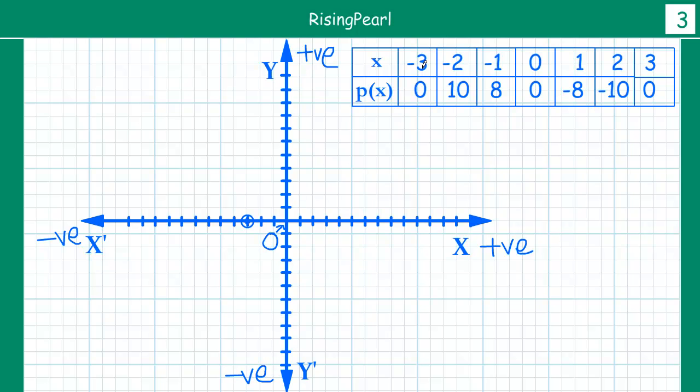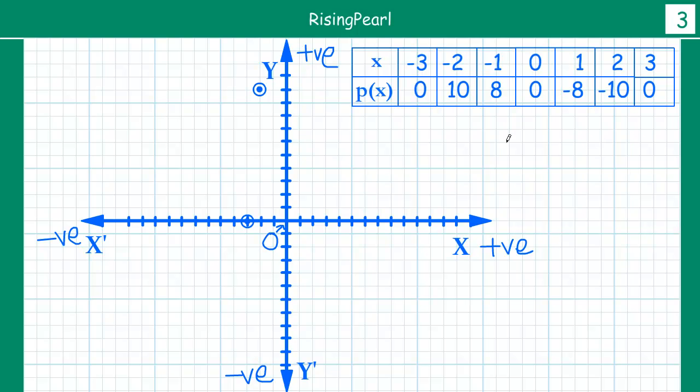So friends, here the first point is (-3, 0). So we go 3 units on the left, 1, 2, 3, and the y value is 0, so this point is on the x-axis. Similarly, let's get the other points on the graph.